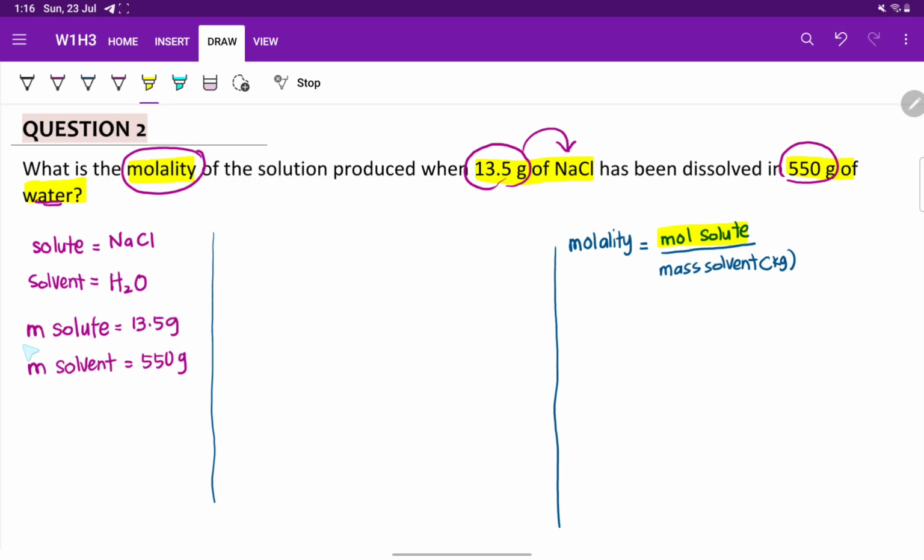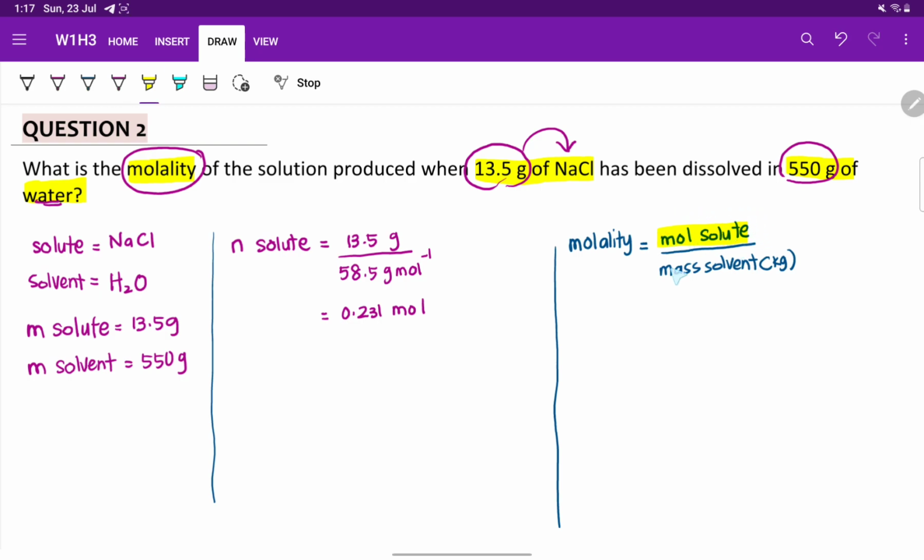So again, pergi kepada kita punya information. Kita tak ada mole of solute, but we have mass of solute. Okay, jadi kita carilah dia punya number of mole. So our solute is NaCl. So mass of NaCl solute over its molar mass, awak akan dapat 0.231. Okay, so kita dah dapat dah mole of solute.